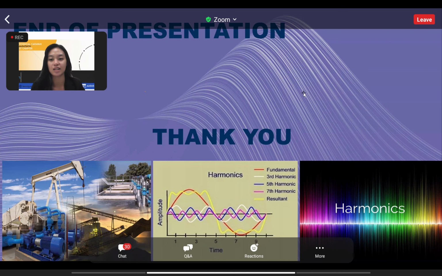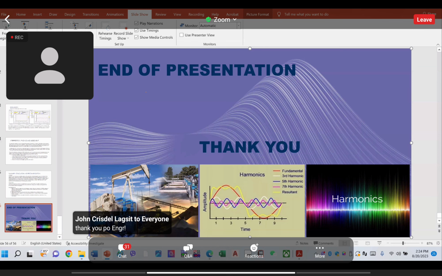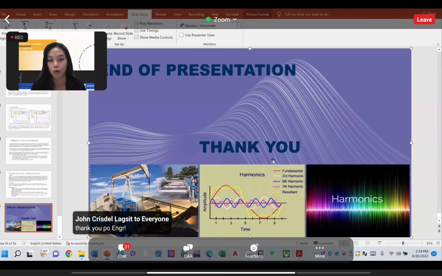Thank you, Engineer Estrella. Marami na pong questions dito from our participants. Okay. From Engineer Roberto Ocampo: What is the penalty for the DU if their supply is not complying with the distribution code?